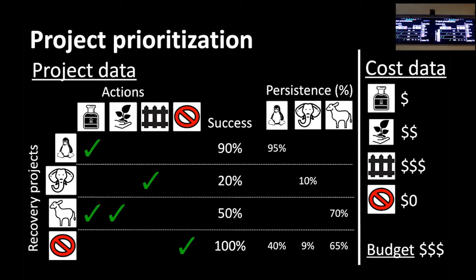So if you want to manage the penguins, you might need to kill some rats with some poison, and that's good for the penguins. If you want to conserve your elephants, you might have to establish some fences. If you want to conserve your goats, you might have to get rid of the rats and also do some habitat restoration. So each recovery project has a defined set of actions that need to be implemented in order for that project to succeed. And of course, we always have the option of doing nothing as well. So that's important to consider.